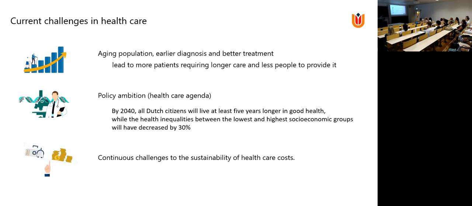And that can have a big impact on the cost and just the manageability of that. Then there's the second thing, that's policy ambition by the government. They have formulated policy that by 2040, in less than 30 years, all Dutch citizens will at least live 5 years longer in good health.